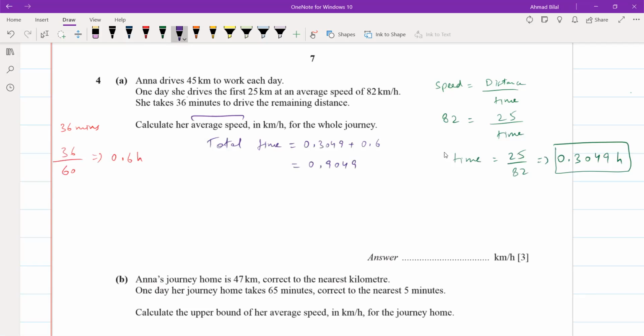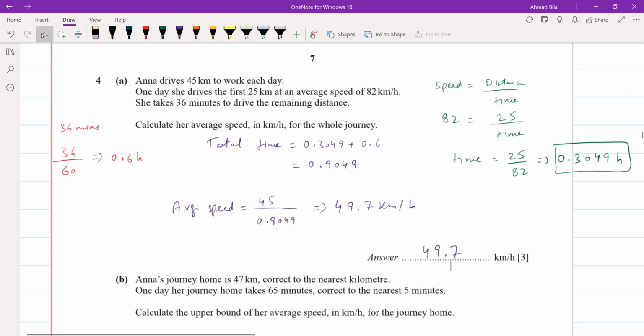अब total average speed क्या होगी? The average speed is just going to be the total distance traveled. The total distance traveled was 45 divided by the total time, that's 0.9049, and that will give you that average speed. ठीक है? अब देखेंगे आपके पास क्या आता है. This turns out to be 45 divided by 0.9049. That is 49.7 kilometers per hour. That is the average speed for the whole journey. Okay.